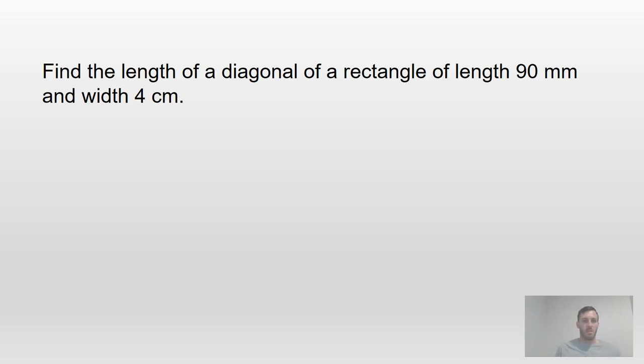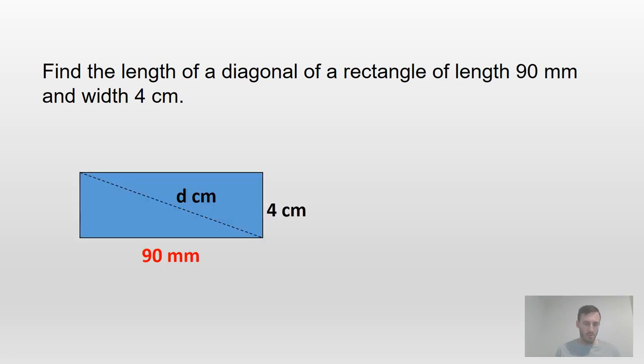Find the length of a diagonal of a rectangle of length 90 millimeters and width 4 centimeters. The first step is to draw your diagram. Remember, a rectangle is a quadrilateral, all four angles are right angles. We form a right-angled triangle by drawing a diagonal across the rectangle. We label it with the information provided. They're giving us one length in millimeters, so the first step is to convert that to centimeters. We divide 90 by 10, and we get 9 centimeters.